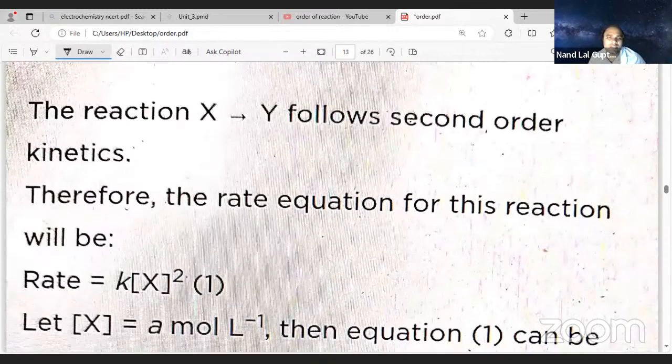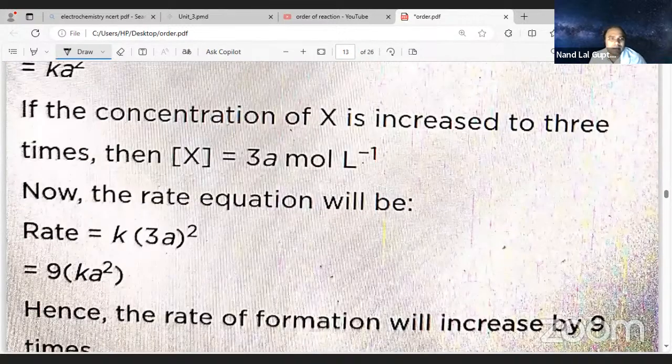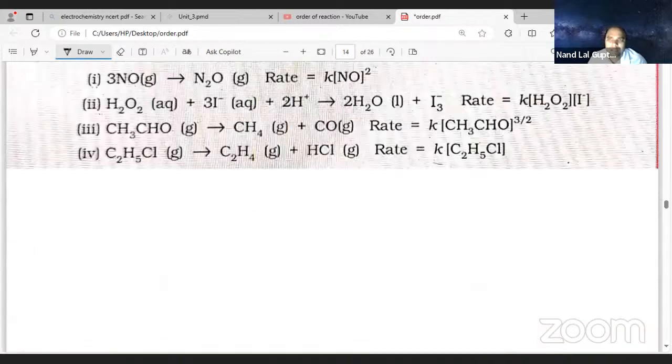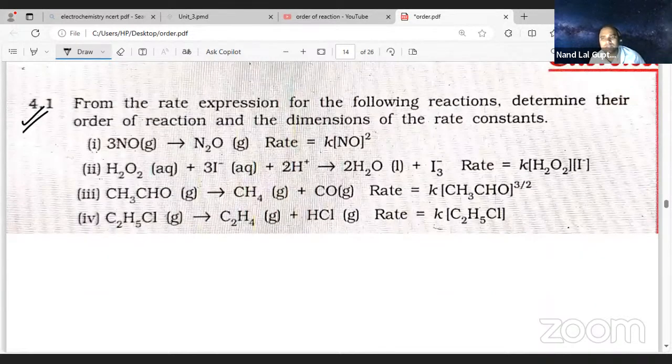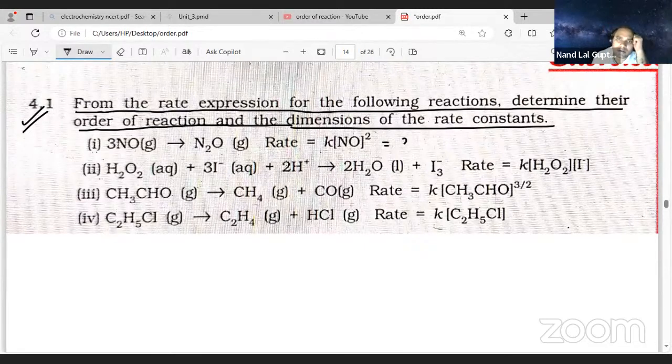Here you can see the reaction they have given. Initially they are talking about kx squared, then the second one 9kx squared. Then they are dividing, so they get 9 times. Now the exercise question 4.1 in the in-text exercise: from the rate expression for the following reaction, determine their order of reaction and the dimension of the rate constant. The order here, if you see, is second order.